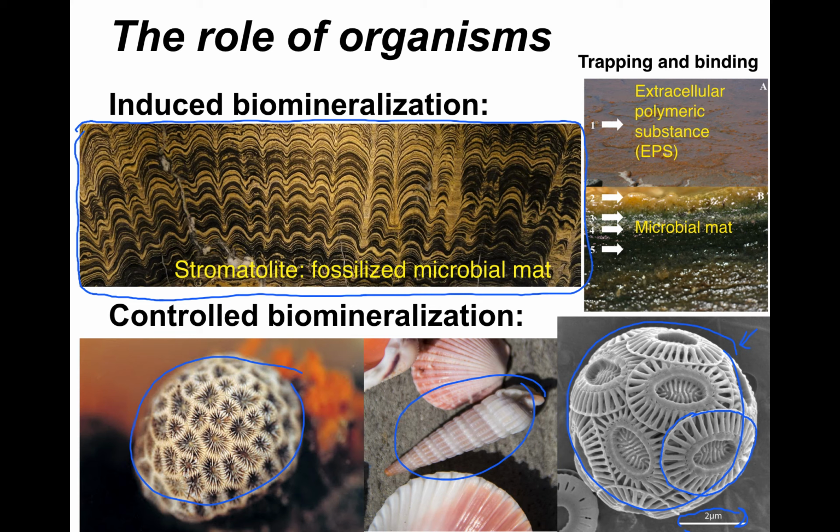Microbial mats can also bind and trap already existing carbonate particles in the water column by secreting an extracellular polymeric substance, or EPS, and this is just a fancy word for snot or slime. You can see it here, and that snot will basically trap any carbonate particles that happen to be in the water column around it.